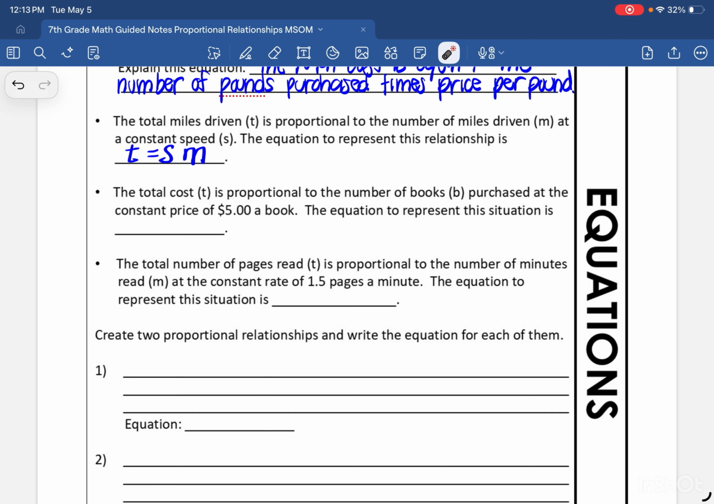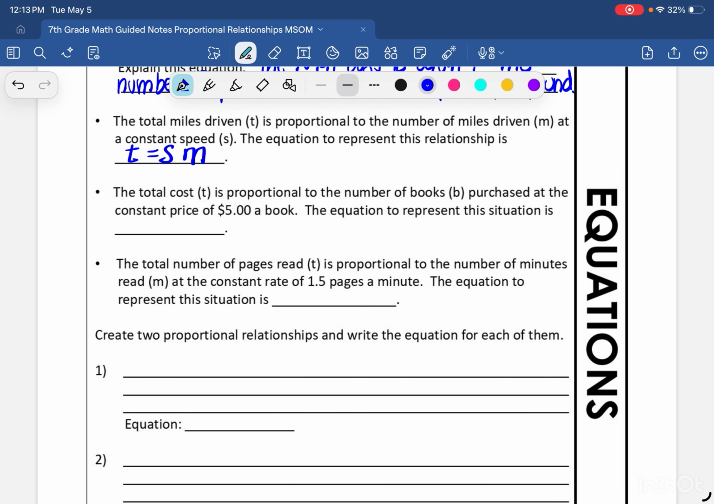The total cost T is proportional to the number of books purchased at the constant price of $5 a book. So to figure out the total cost, I'm going to take how many books are purchased and multiply it by the constant price of $5. Now this time it gives me the cost, so I'm going to write $5. So 5 times the number of books will give me the total cost.